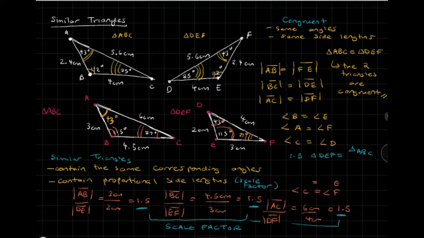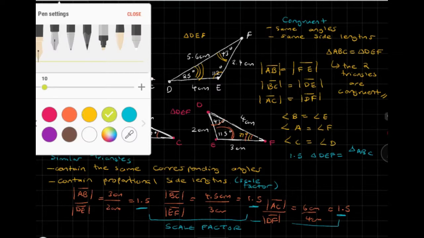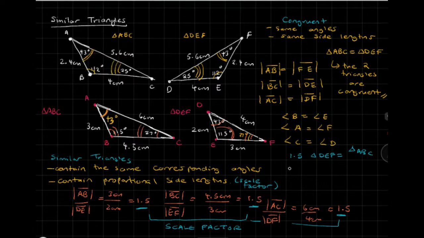So I'm just going to erase this portion here. If I write it out this way, if I see that side length AB over side length DE is equal to side length BC over side length EF, which is equal to side length AC over side length DF, then that means that these two triangles are similar.